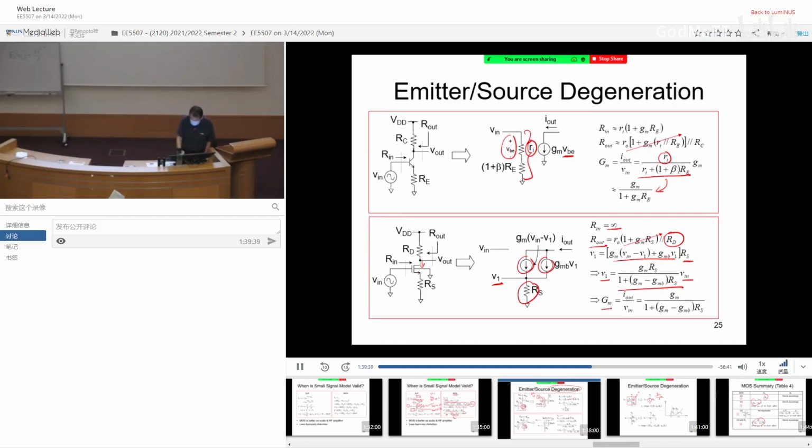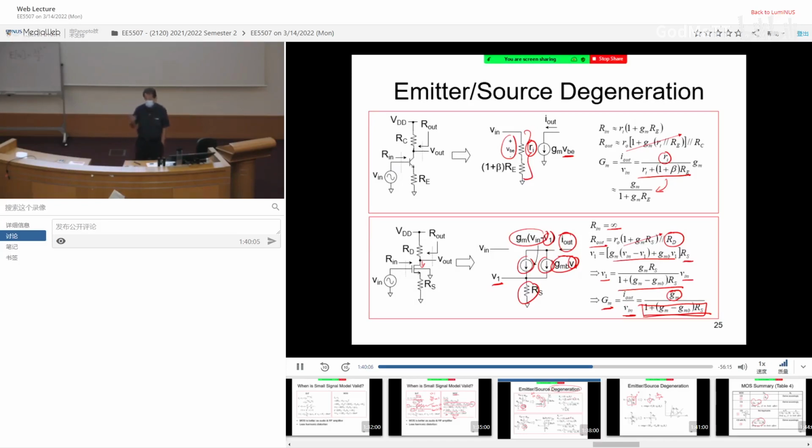Now, what is GM? GM is basically how much output current divided by Vin. But the output current is basically the sum of these two current sources. And we already derived V1. So you just substitute inside, you get the following. So there is the GM. Again, you notice that compared to common source, the GM is reduced by this factor, 1 plus GM minus GMB RS. That's why we call it degeneration.